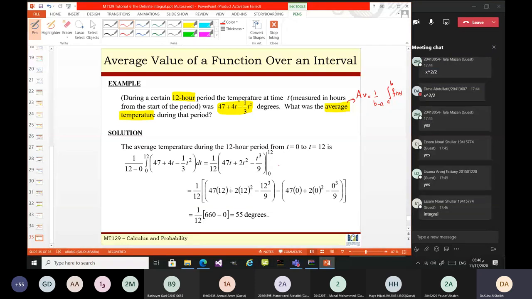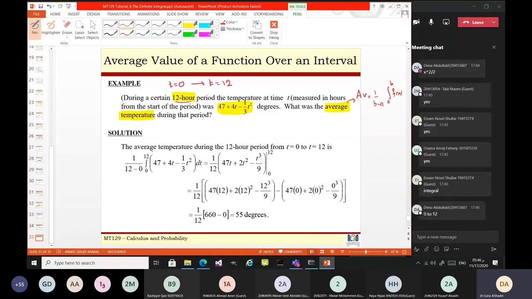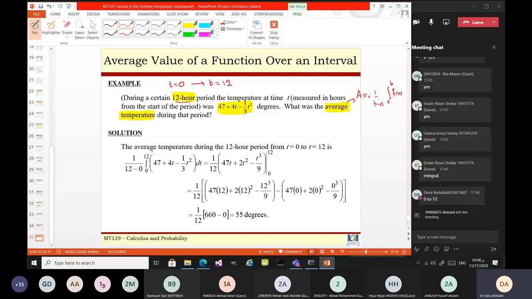So where is the a and b? It says it is a 12-hour period, so it means the time started at 0 and the highest it reached is 12 hours, right? So the time is moving between 0 and 12 here. That's correct, Siadima. Excellent. It's from 0 to 12. So actually, I'm talking about 1 over 12 minus 0, the integration from 0 to 12 of the function, which is 47 plus 40 over 3 t square.